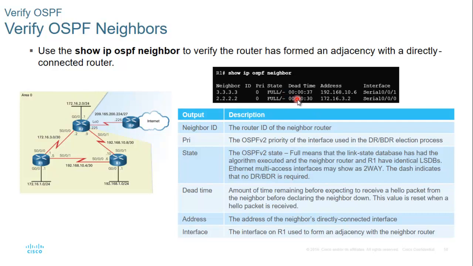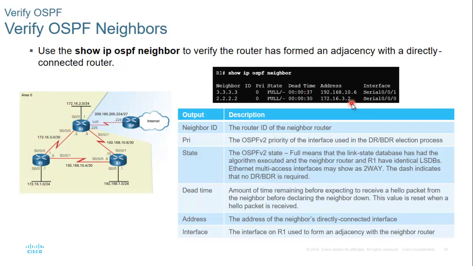Dead time is the amount of time remaining before expecting to receive a hello packet from the neighbor before declaring the neighbor down. This value is reset when a hello packet is received. So this is how long you are going to wait before declaring your neighbor down. But if before this timer is up you receive a hello or a notification, then this will be reset to the initial value again.